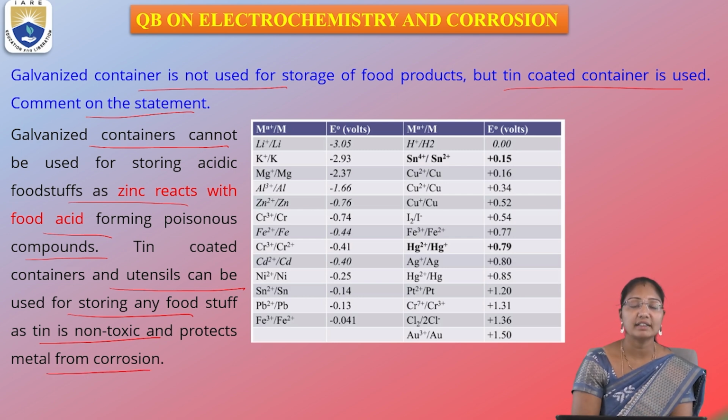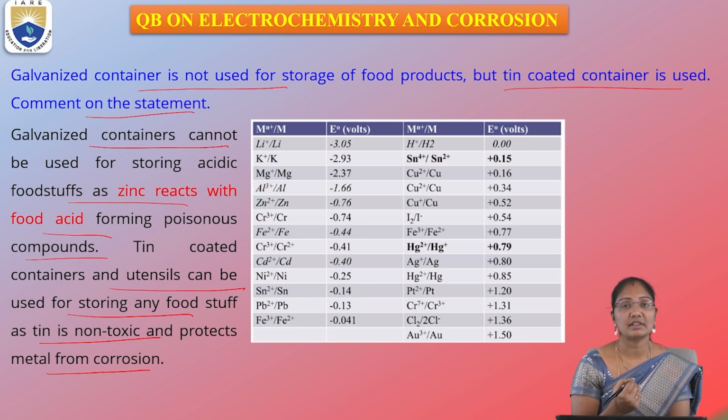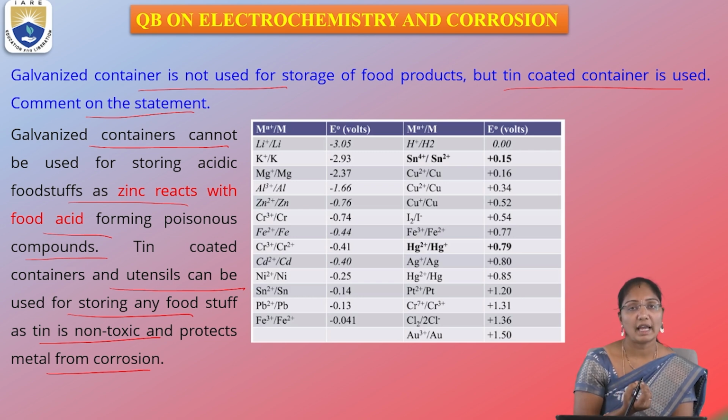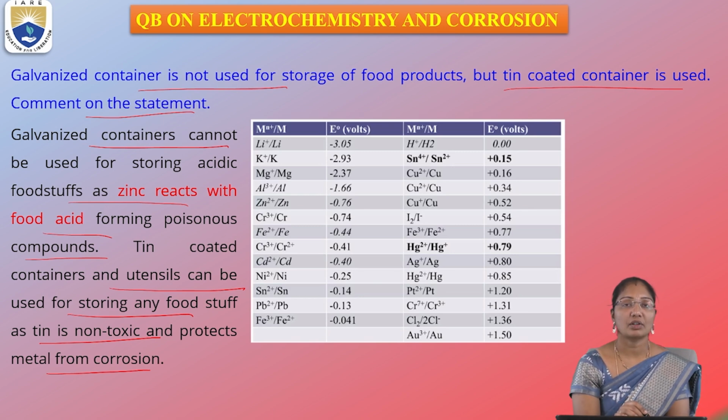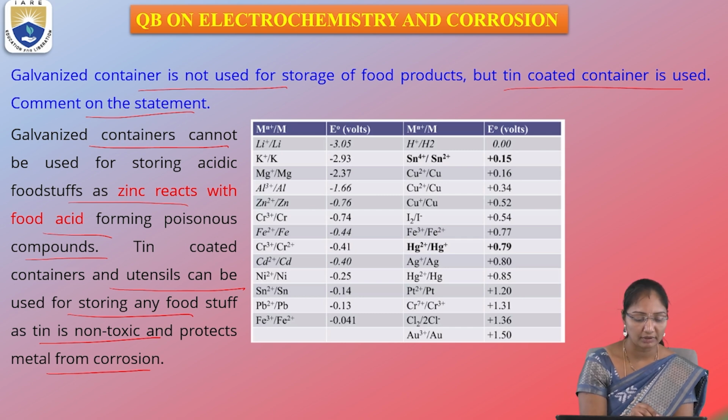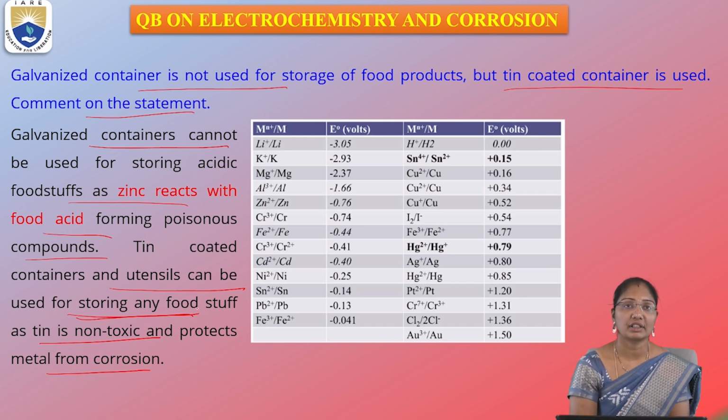So galvanized containers are not recommended because the zinc present in them reacts with the food acids present in the food. It causes the release of poisonous compounds, so it is not advisable for storing food. Galvanized containers are not used for storage, whereas tin is used for storing any foodstuff, as it is non-toxic and also prevents corrosion.